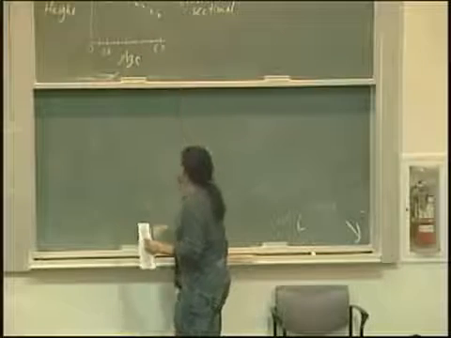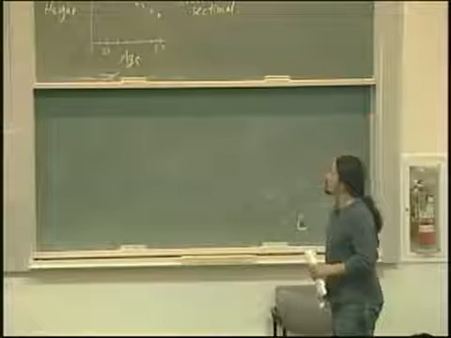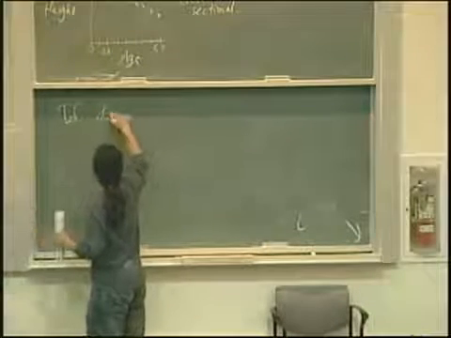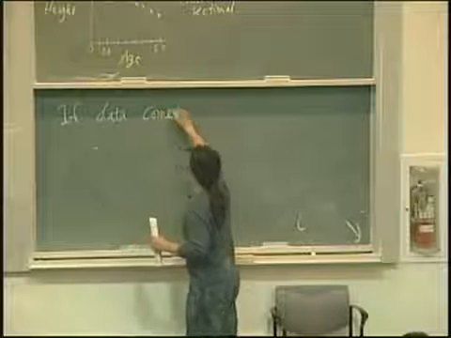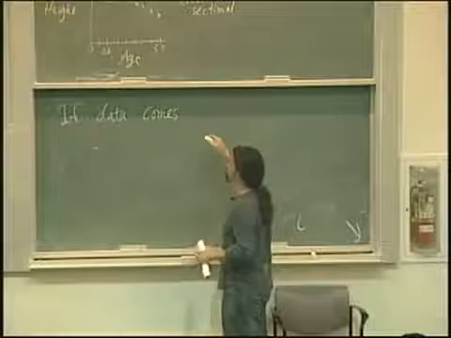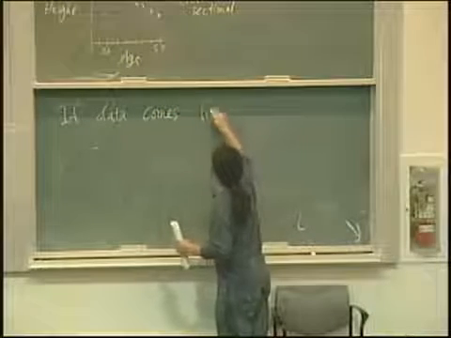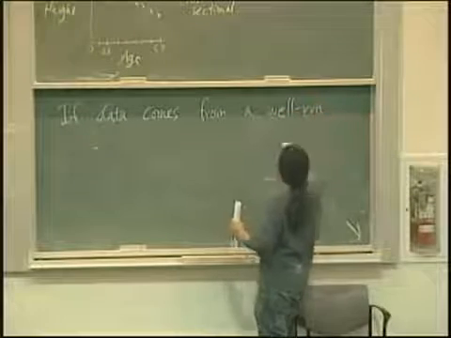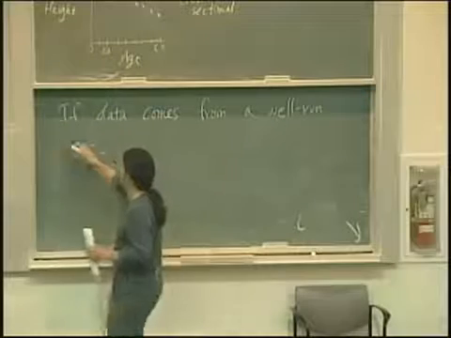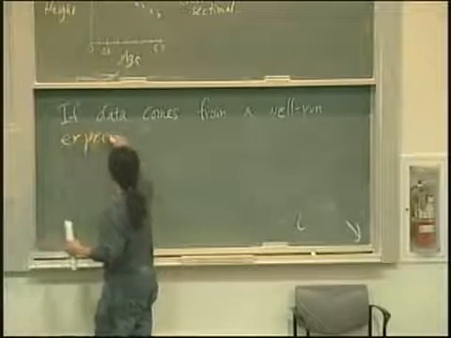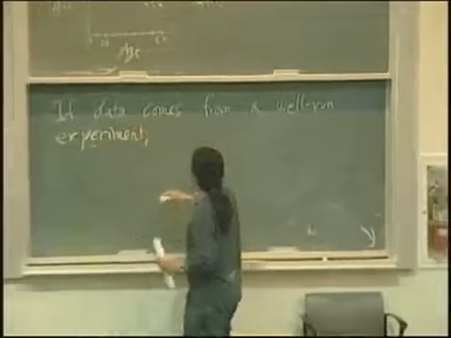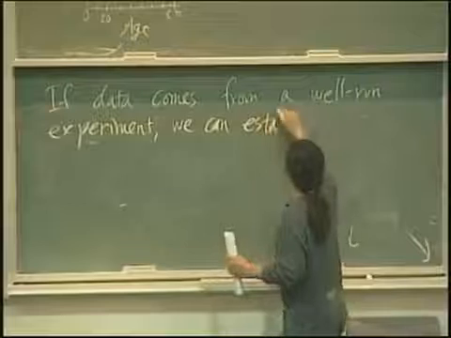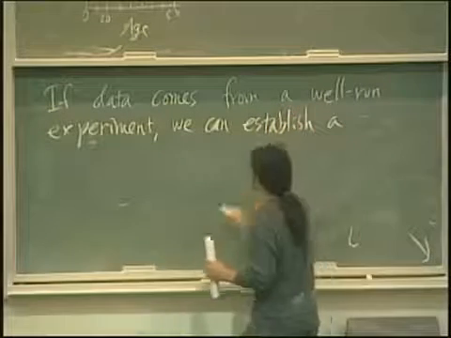So if you have data from a well-run experiment, and there's some examples. There's at least one good example in the book. And for now, I'm going to be a little bit vague about what I mean by a well-run experiment, and I'll talk more about it in chapters 1 and 2. If data comes from a well-run experiment, we can establish a causal relationship.